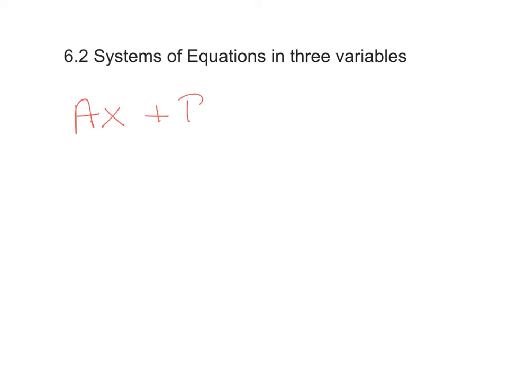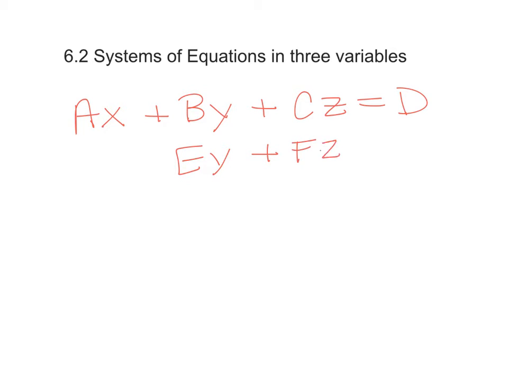ax plus by plus cz equals d. Your second equation, you want to eliminate the x and just have ey plus fz equals g. And your third equation, you want to eliminate both the x and the y, which is hz equals k. So notice as you move down, you have less and less letters. Once you have it in this form, by the way, this method is called Gaussian elimination.